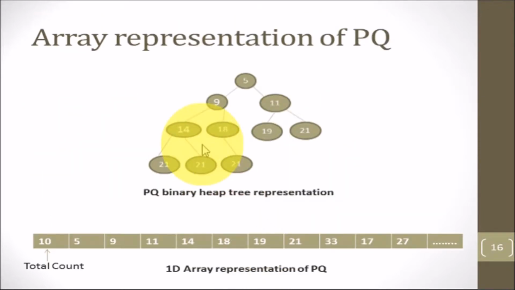The positive thing about the priority queue is that it could be stored just using a 1D array. This is how the priority queue is stored in the array. At the zeroth index of the array, we just store the total number of elements in the priority queue, and from 1 we start storing the elements of the priority queue. So the first element goes here, 5, and then 9 here, then 11, then 14, then 18, then 19, and then 21, and so on.